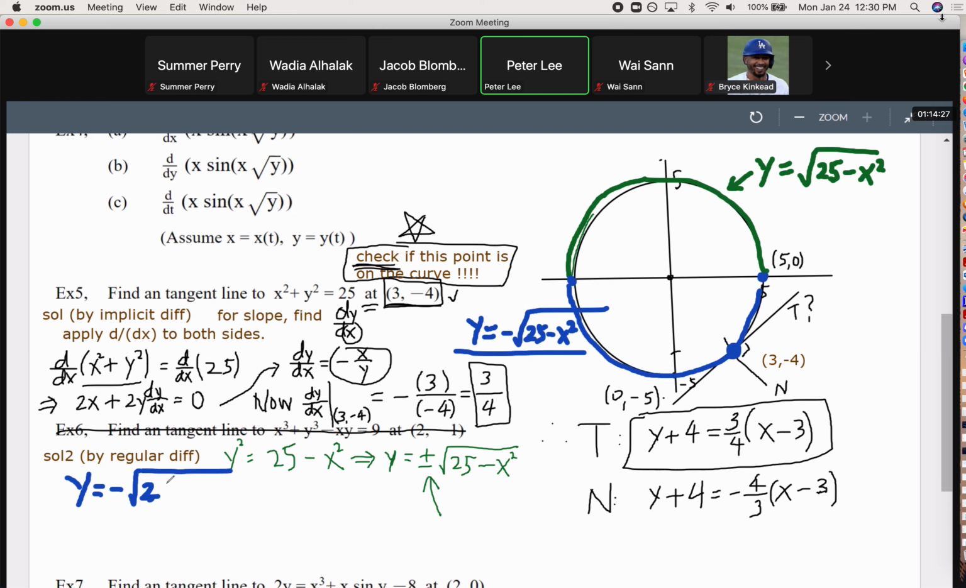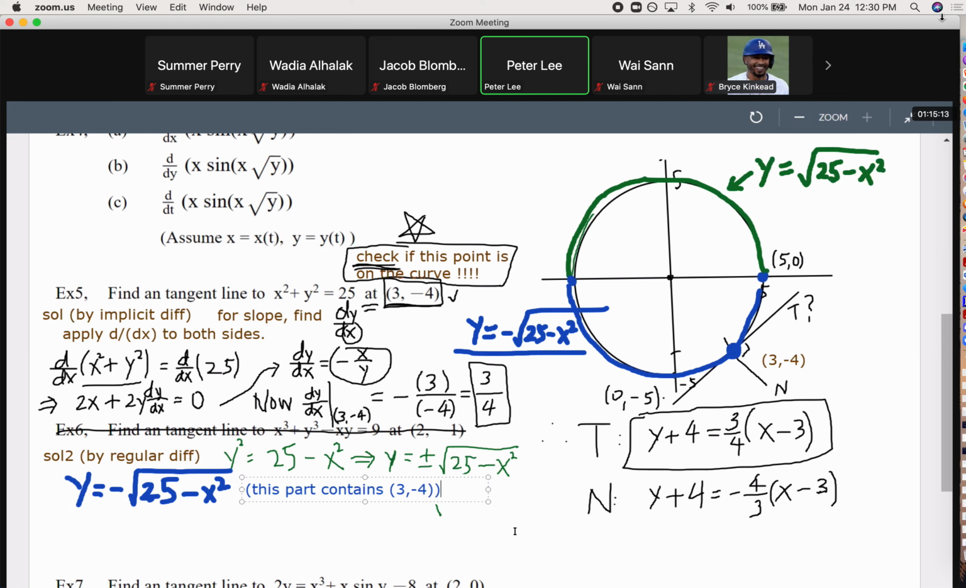Now, does everybody understand why I chose the negative one? Why did I choose this function? y is in terms of x, so that is a function. So why did I choose the negative one? Because this part of the function, so let me write, this part contains a point, what? (3, negative 4).